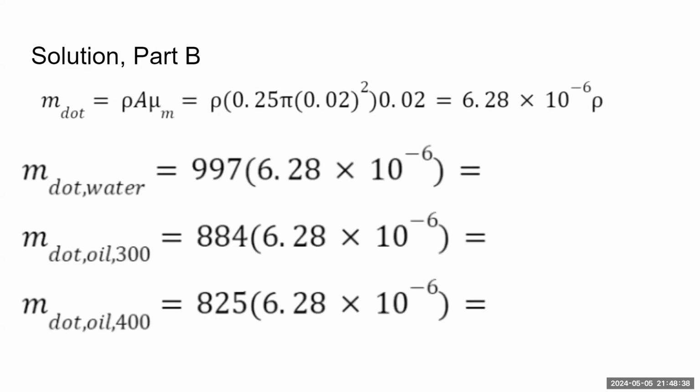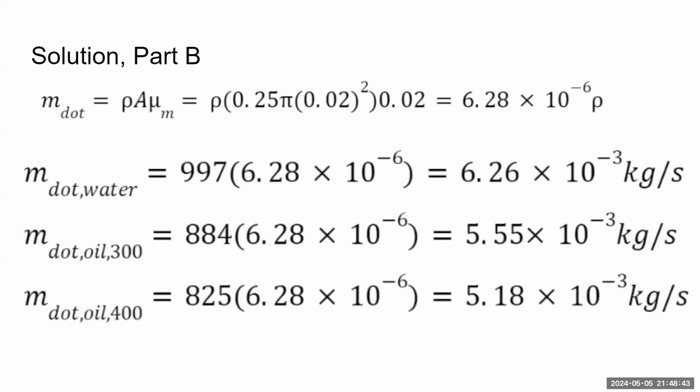Notice how the mass flow rate of water stays the same no matter the temperature. This is because it's an incompressible fluid and the density stays constant. So the m dot of water at 300 and 400 is equal.